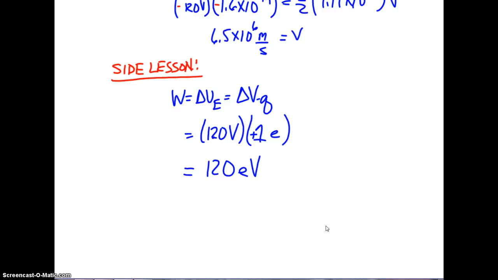Unit-wise, what you get is an e times a V, and it would be 120 electron volts, and that is an alternate way to express the energy of this proton when dealing with a small number of elementary charges.